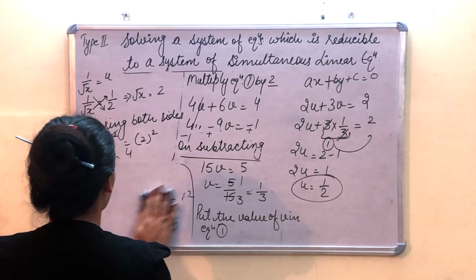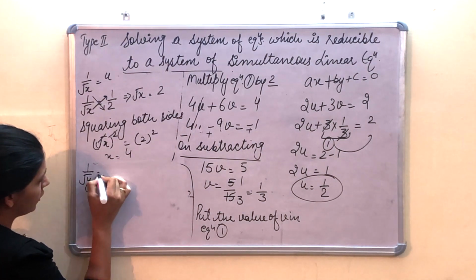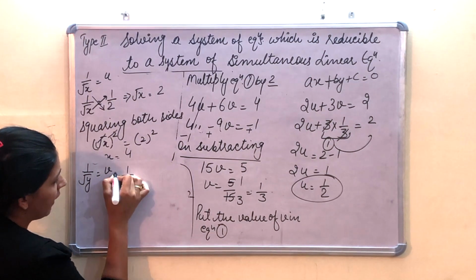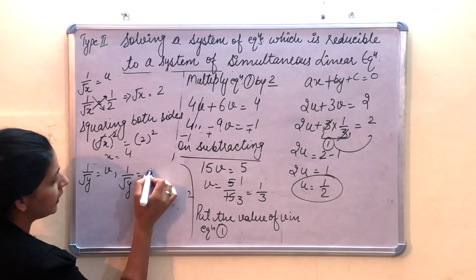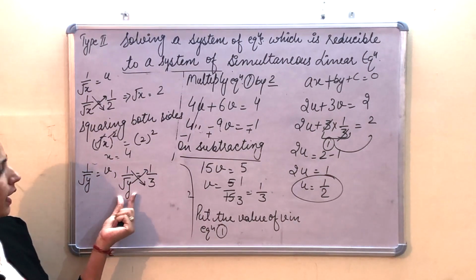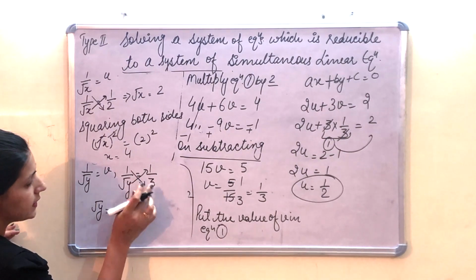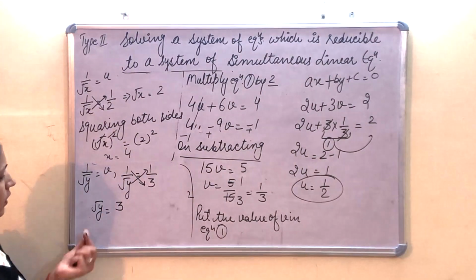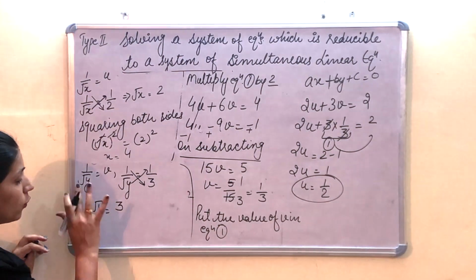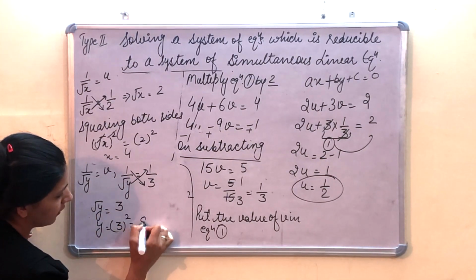It is 1 by under root y is equal to v. So 1 by under root y, what is the value of v? It is 1 by 3. Cross multiply each other. If we multiply under root y by 1, what is our answer? Under root y. Same as it is, 3 by 1, it is 3. Here it is under root y and we need only y. So what we do? Squaring both sides. So it is y and it is square of 3, it is 9.